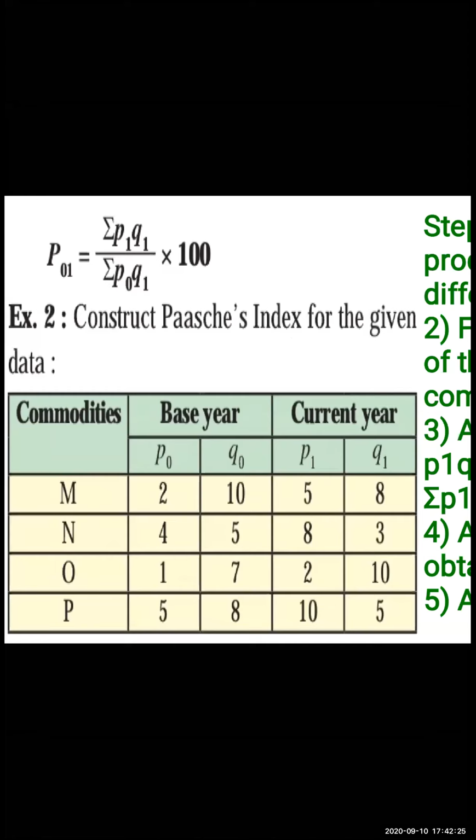Okay. Quantities of current year: commodity M is 8, commodity N is 3, commodity O is 10, and P is 5. Okay, I've got most of the Y.